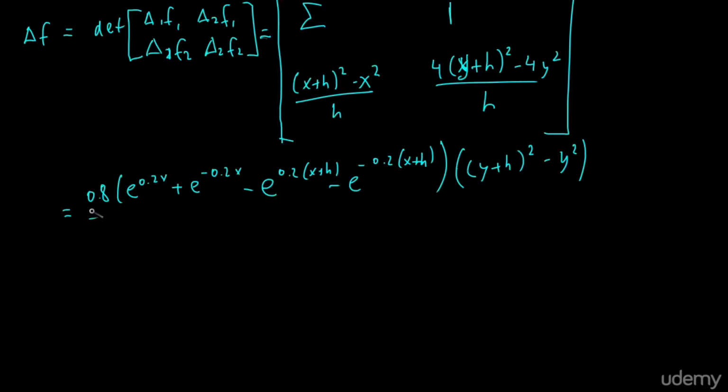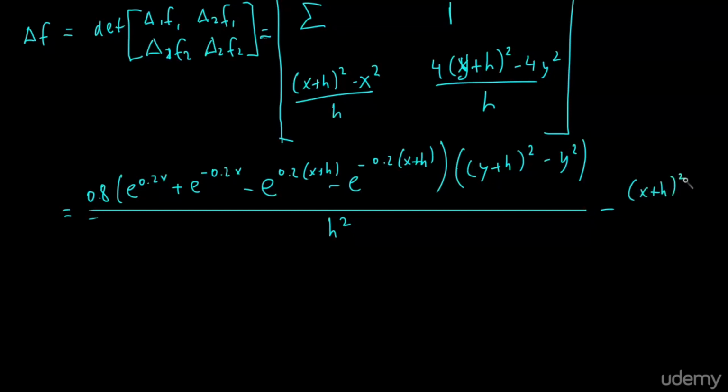So this is divided by, I better do a nice line if I'm going to draw this. This is all divided by h squared, and subtract from that (x plus h) squared minus x squared divided by h. So this is essentially the determinant. So it's this sigma thing times this bit, minus this part multiplied by 1.